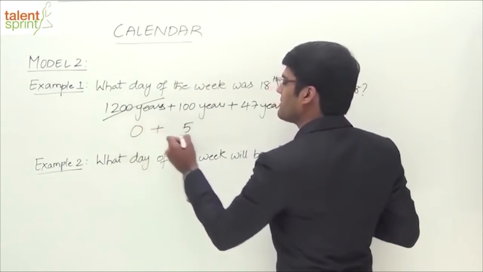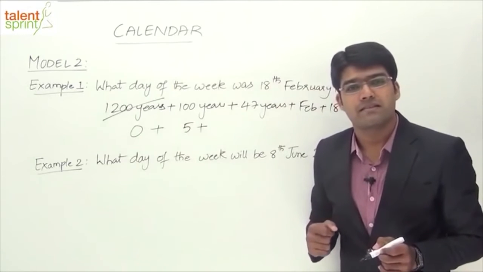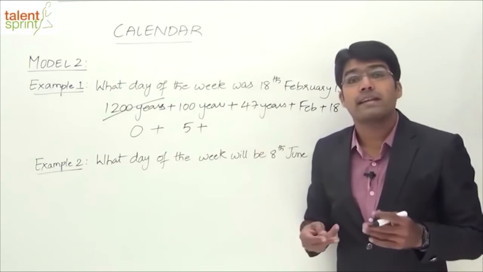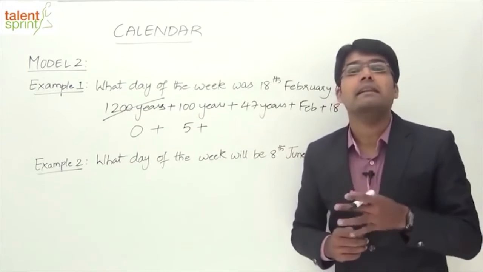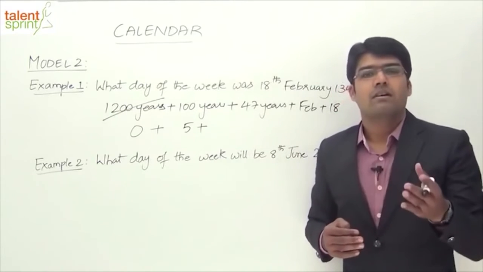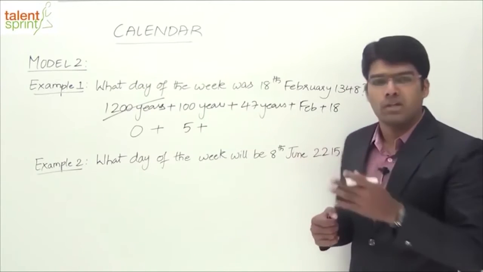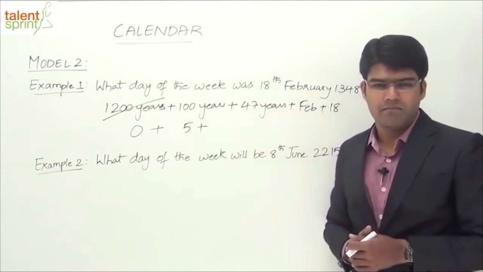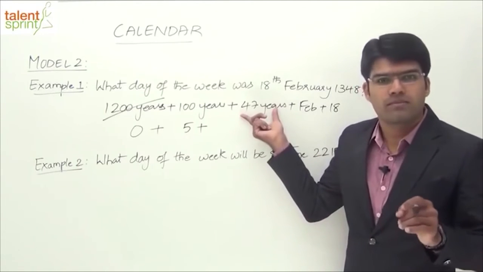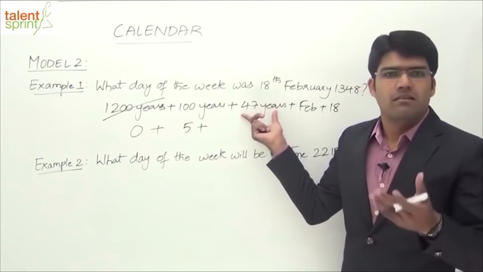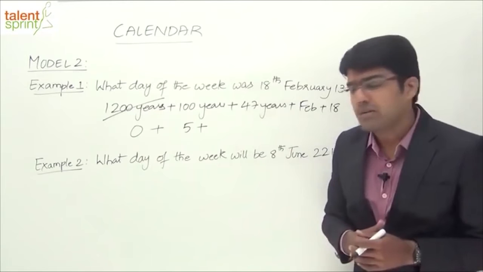Here it is 0 plus 5 plus 47 years, the number of odd days in 47 years. So for this we need to find out the number of leap years. Now in 47 years we'll have 11 leap years, right? From 1304, 1308, 1312 up to 1344, there will be 11 leap years. Basically we need to check the divisibility of 47 by 4. It goes 11 times, right? 47 by 4 will give us 11 as a quotient. So we can say 11 leap years.